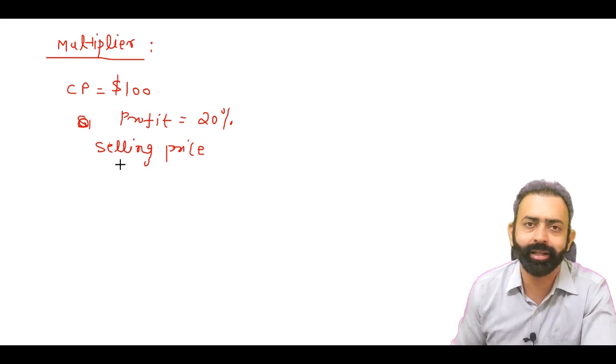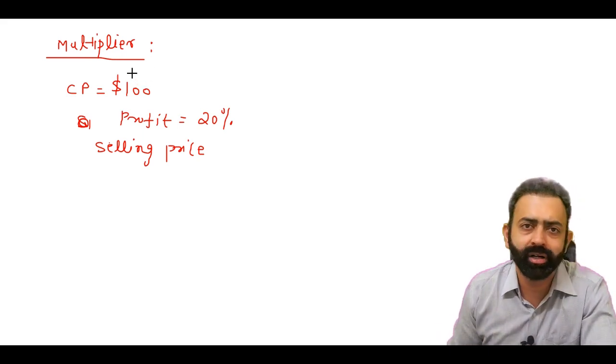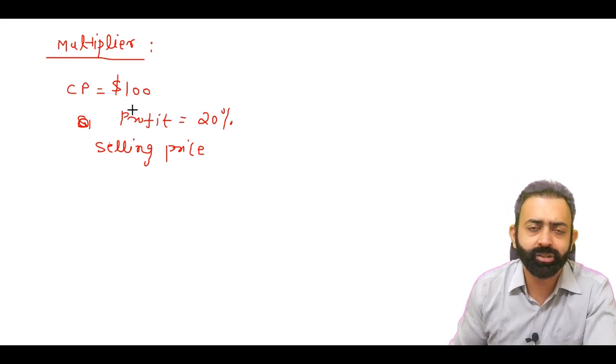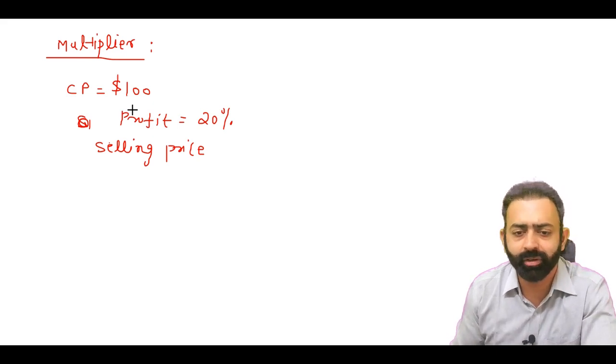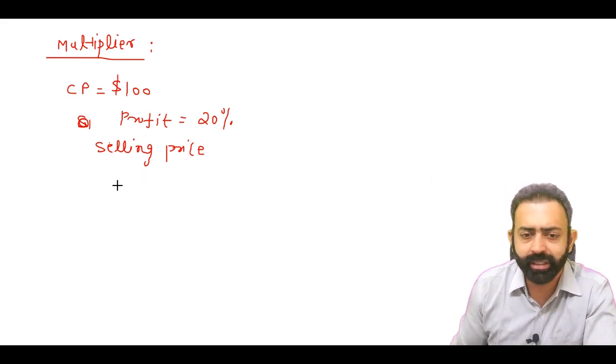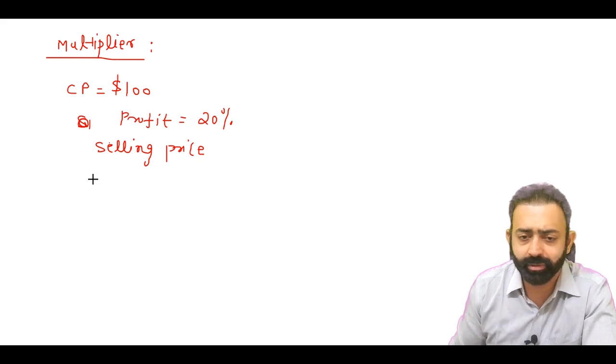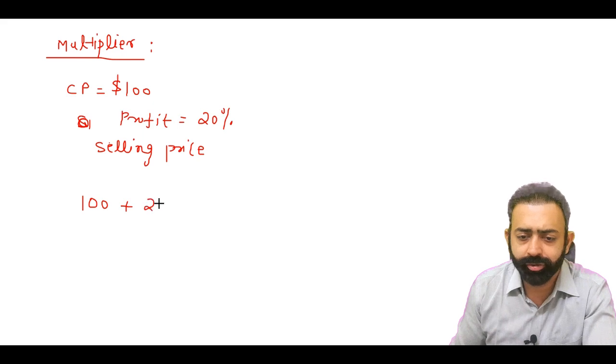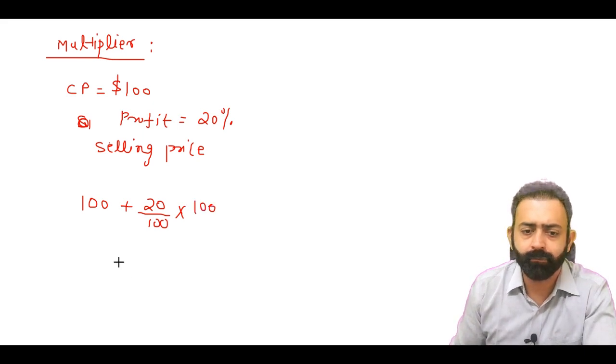But here we are not interested in the value, we are interested in the concept of multiplier. So how can you directly find out the final value? If you rearrange the terms of the percentage increase or decrease formula, you will get the final value. Let us say the initial price is 100 and the final value will be the increased value of this. So I find 20% of the cost price, which is 100.